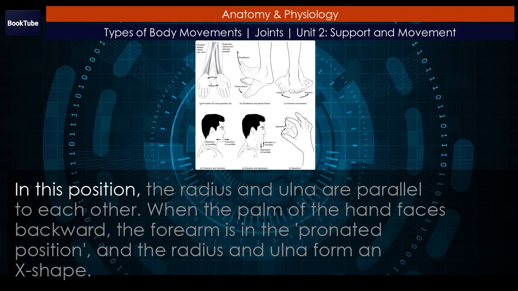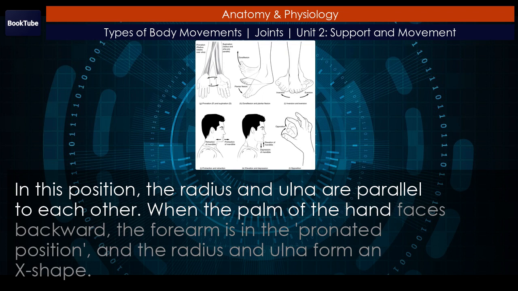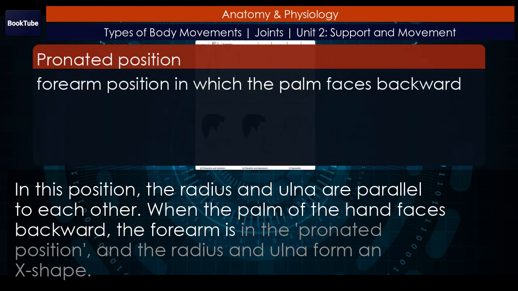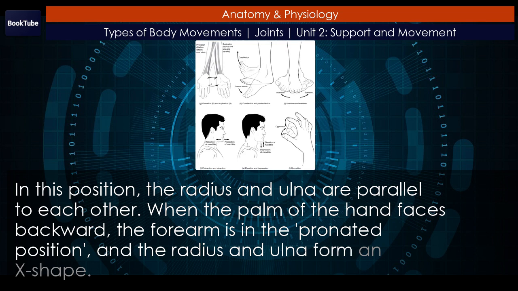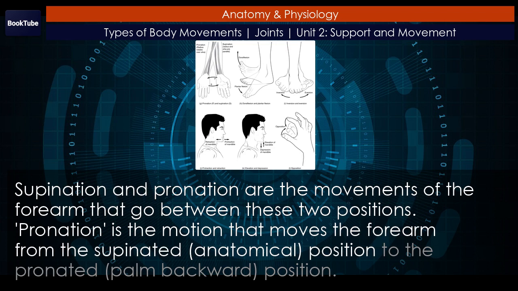In this position, the radius and ulna are parallel to each other. When the palm of the hand faces backward, the forearm is in the pronated position, and the radius and ulna form an X shape. Supination and pronation are the movements of the forearm that go between these two positions. Pronation is the motion that moves the forearm from the supinated anatomical position to the pronated palm backward position.